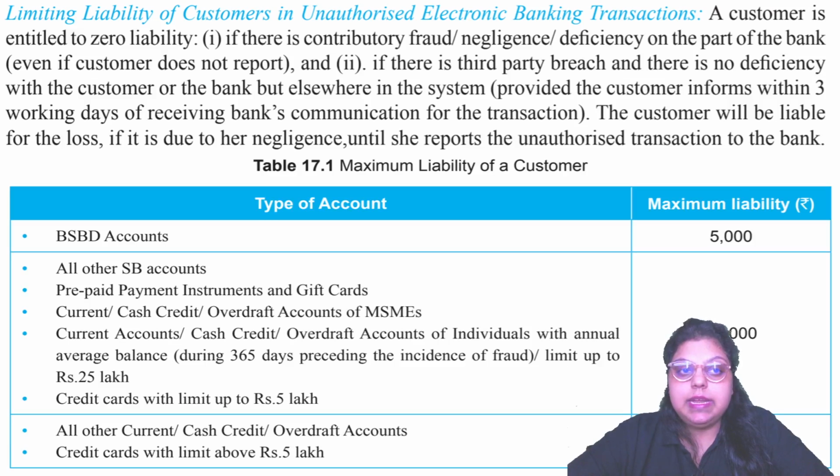Now, next we have limited liability of a customer in unauthorized electronic banking transactions. A customer is entitled to zero liability if there is contributory fraud, negligence, or deficiency on the part of a bank. In that case, the customer is not liable for any kind of compensation or any kind of loss. Second, if there is a third party breach and there is no deficiency with the customer or the bank, but elsewhere in the system there was a deficiency, in that case also the customer does not have any liability.